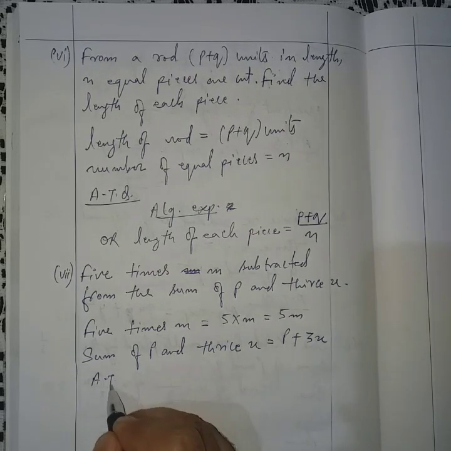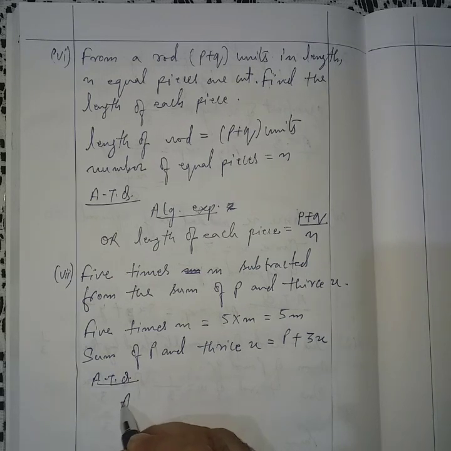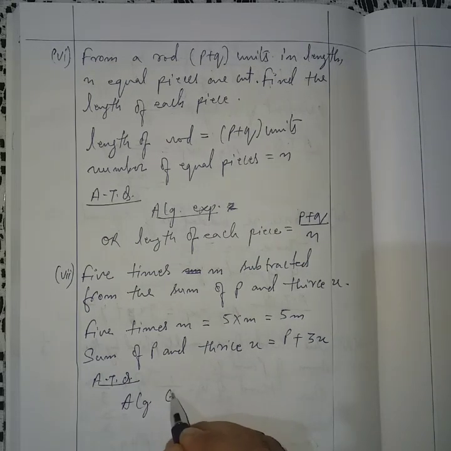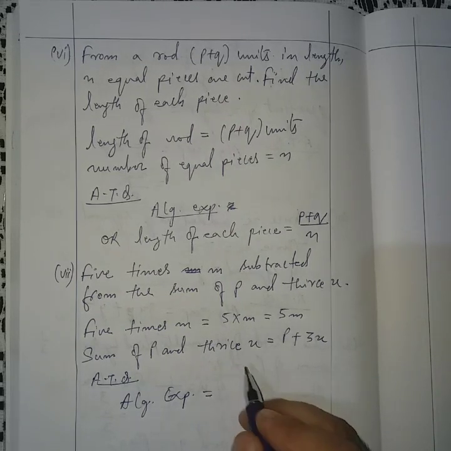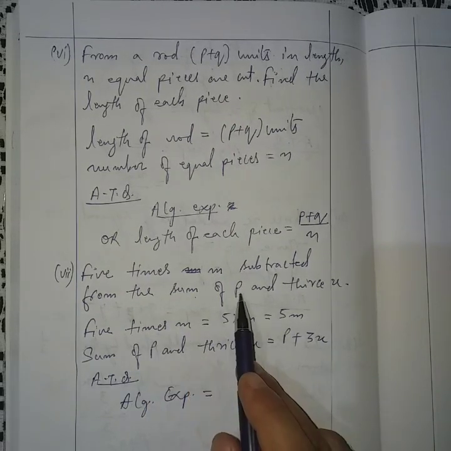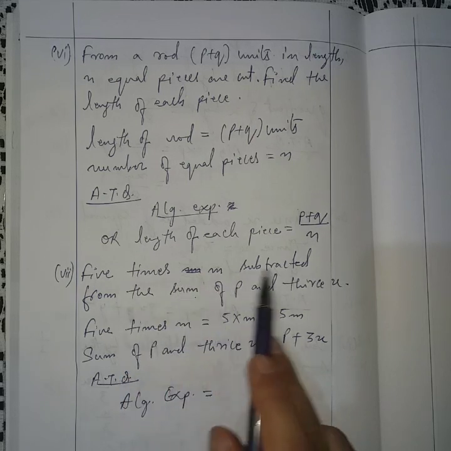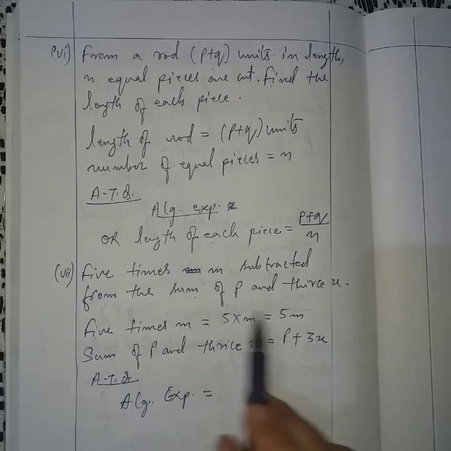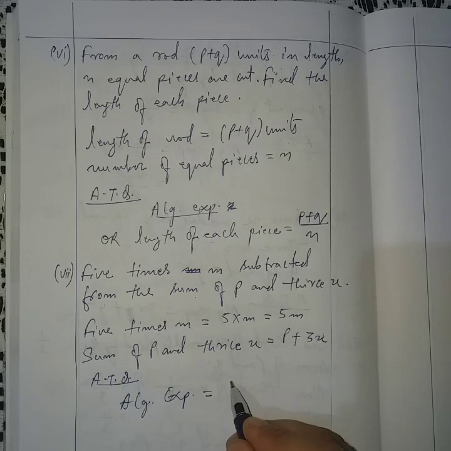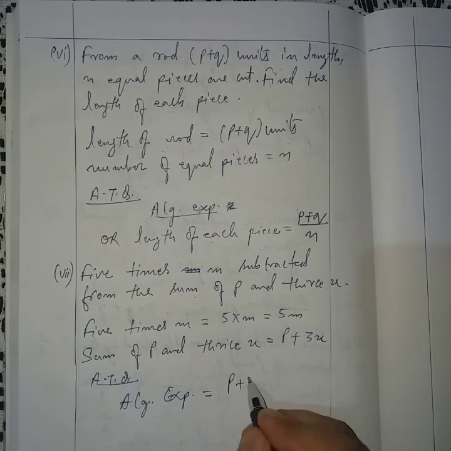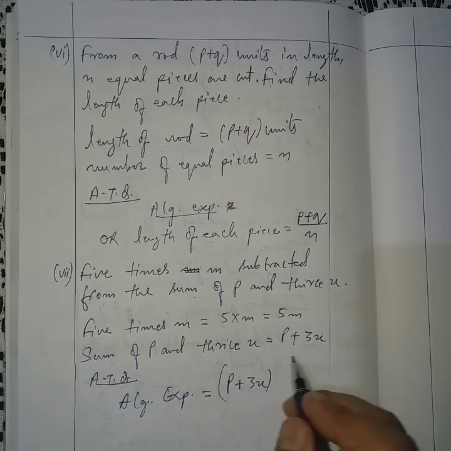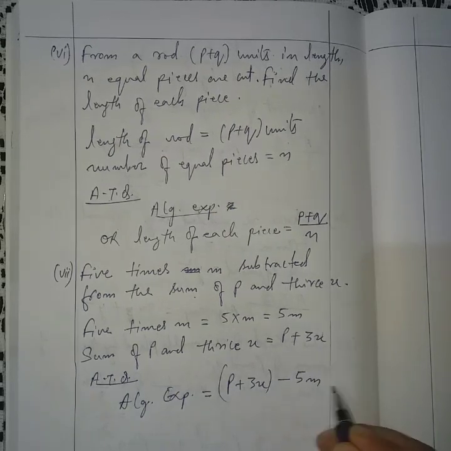Now according to the question, the algebraic expression will be equal to what? 5 times m is subtracted from this sum, so we write the sum first, put it in brackets, minus 5m.